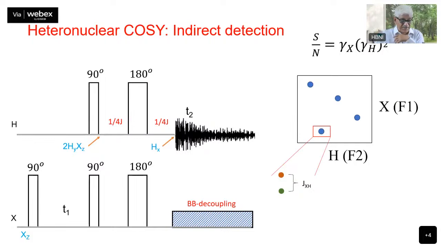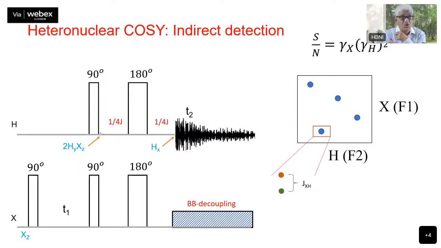So we do the same thing here. Until this portion, it is the same as the previous case. Same indirect detection here. But then afterwards, we put this period spin echo, tau 180 tau. But the tau is now 1 by 4J, because this coupling constant is known very well. So therefore, we put that coupling constant. According to that, we put 1 by 4J. So during this period, here I get 2HYXZ.